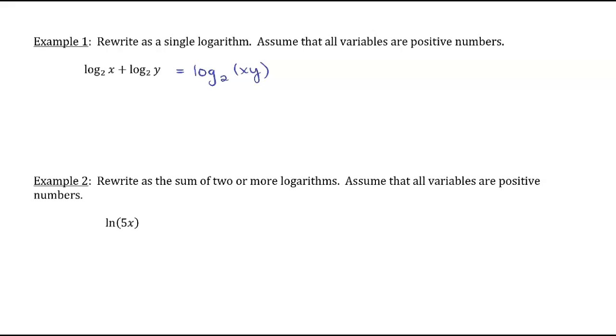In example 2, we will take this single logarithm and rewrite it as the sum of two or more logarithms. Here we have the natural log of 5 times x. Recall that natural log is equivalent to log base e, so we have log base e of 5 times x. And rewriting this as the sum of two logarithms, we have the natural log of 5 plus the natural log of x.